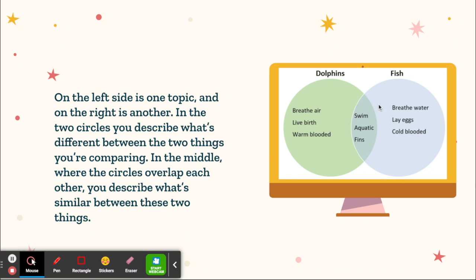So here again, we see the same image, and it states that on the left side is one topic, and on the right is another. So we see the two topics. In the two circles, you describe what's different between the two things you're comparing. So right here is what's different, as well as right here is what's different: the water, the air, live birth, lay eggs, warm-blooded, cold-blooded. And then in the middle, where the circles overlap each other, you describe what's similar between these two things. So right here is where they overlap, and here are the things that are similar between them.